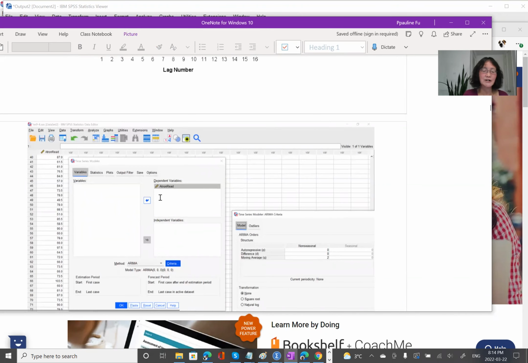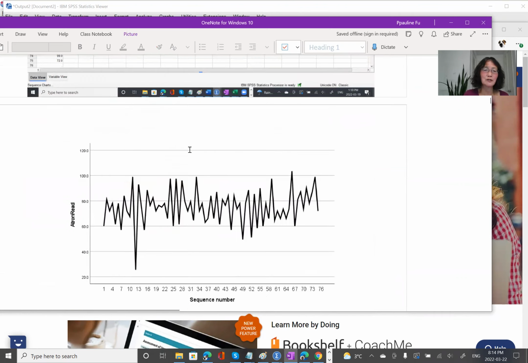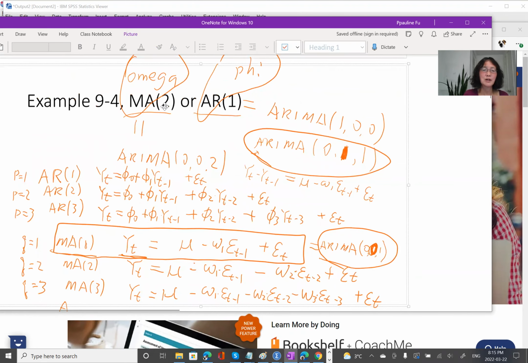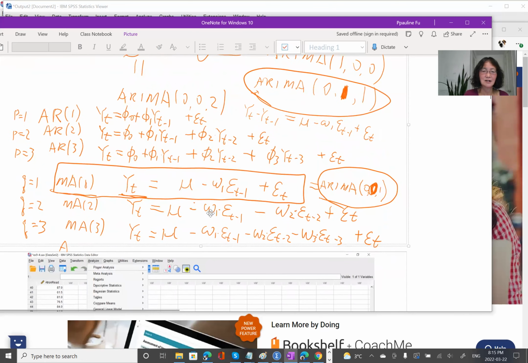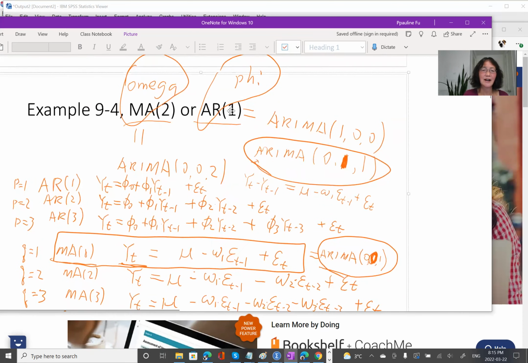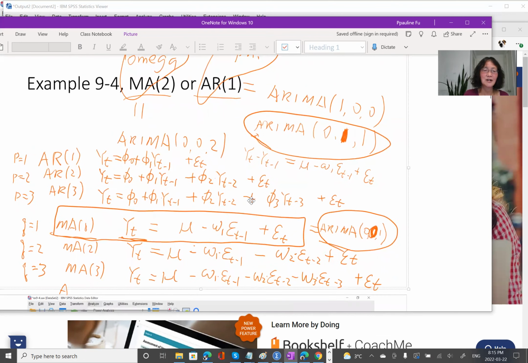Okay, so we finished our data exploration. Next, let's set up the model for 9.4. We propose 2 models. One is the MA2 model. We use omega, okay? For MA2, all the coefficients, we use omega and we use mu. That is MA. Then we propose an AR model. For the AR model, we use phi 0, phi 1, phi 2, etc. Okay, so let's do MA2 first.